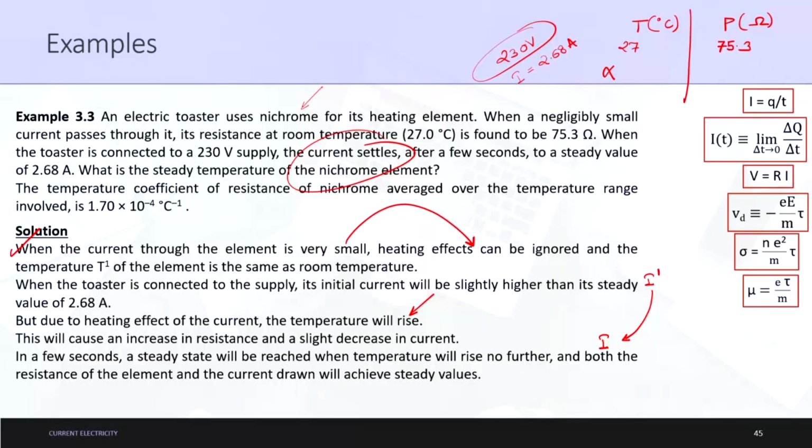But just to explain, if it is asked whether the current value was higher before the heating was done, this line is given to you: when the toaster is connected to the supply, the initial current will be slightly higher than the steady value of 2.68 amperes. Therefore I dash will be greater than I, where I is the steady current.